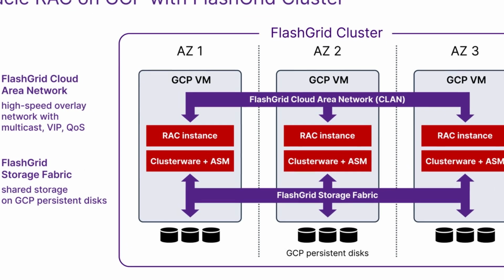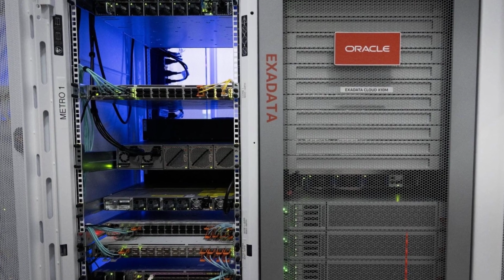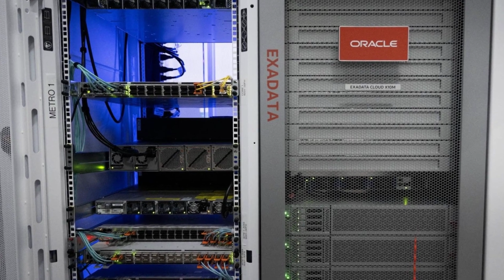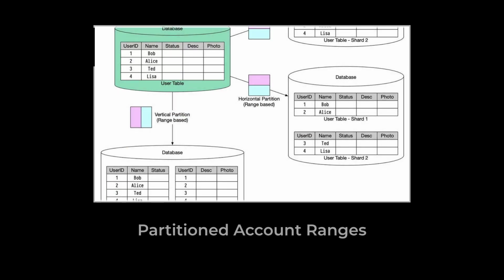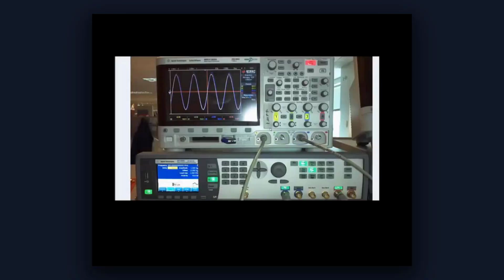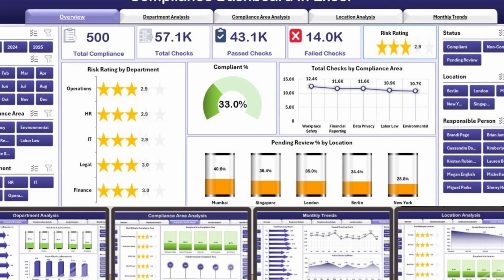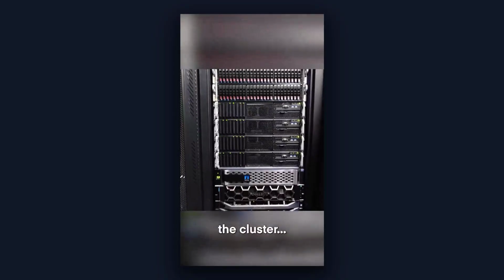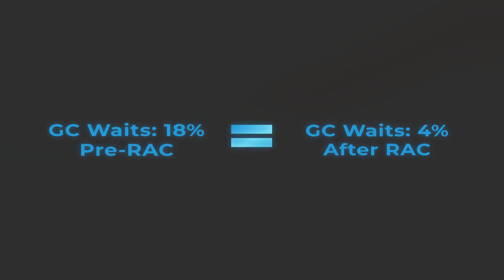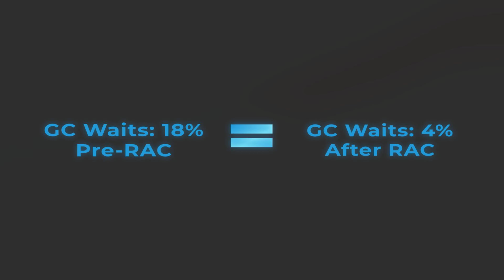Industry cases echo this threshold. In banking, RAC supports core transaction processing where planned outages are unacceptable, and partitioned account ranges keep GC waits low. High-frequency trading platforms demand under 10 microsecond interconnects, with engineers running synthetic failover drills to validate that GC waits never break the 10% ceiling. Telecom billing systems, after migrating to RAC and partitioning workloads by customer region, saw GC waits drop from 18% to under 4%, unlocking higher throughput and safer bill runs.